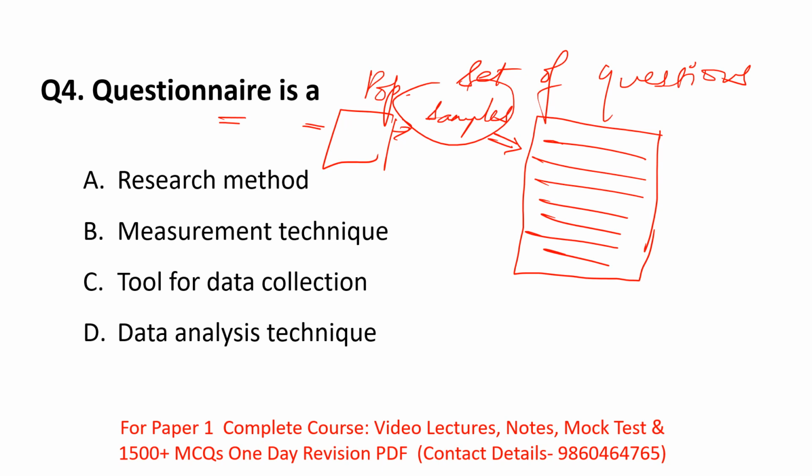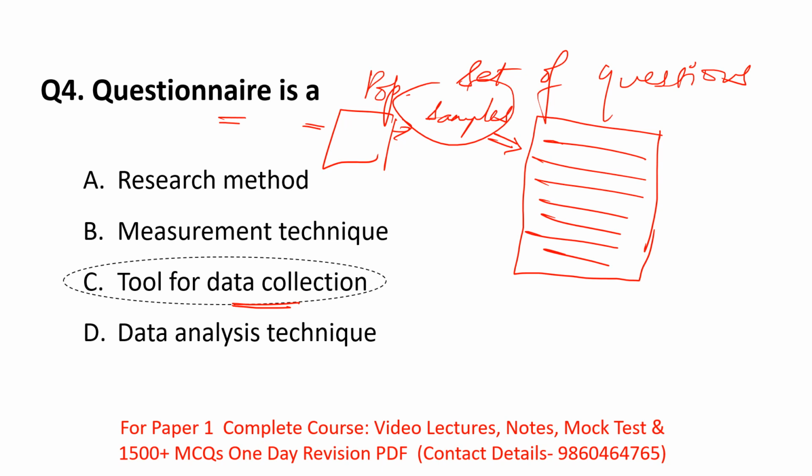Okay, and from that sample, whatever people are there, they fill in those questions. Through these questions the researcher can collect the data. So a questionnaire is a tool for data collection. It is a type of tool which helps in research to collect the data. That's why here the correct answer is option C, tool for data collection.